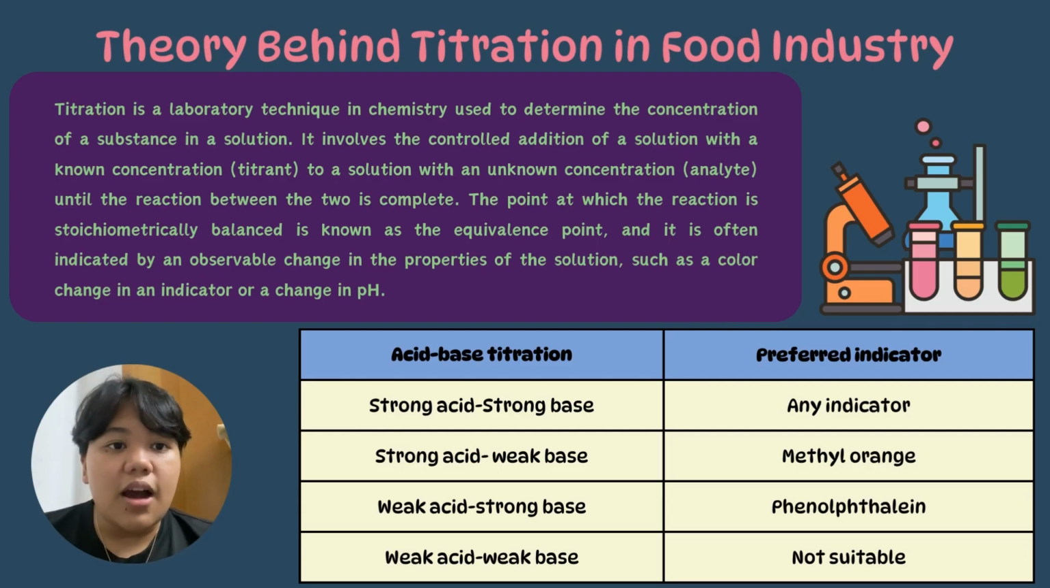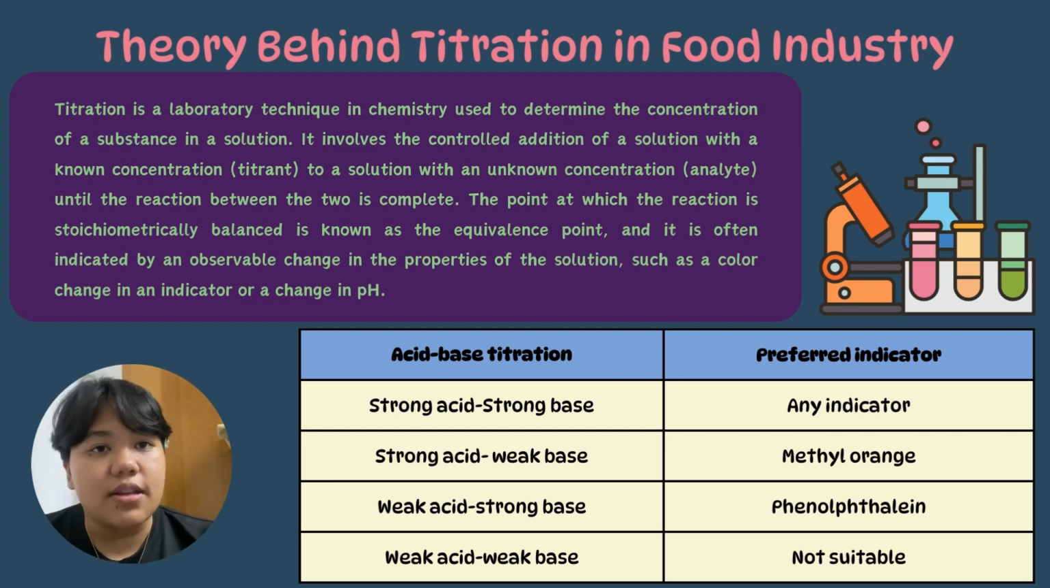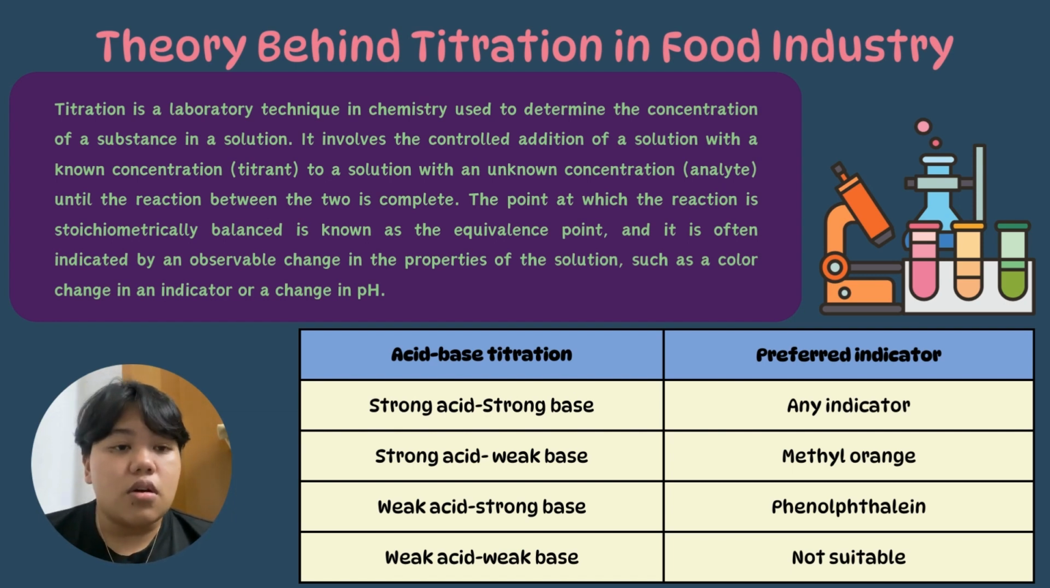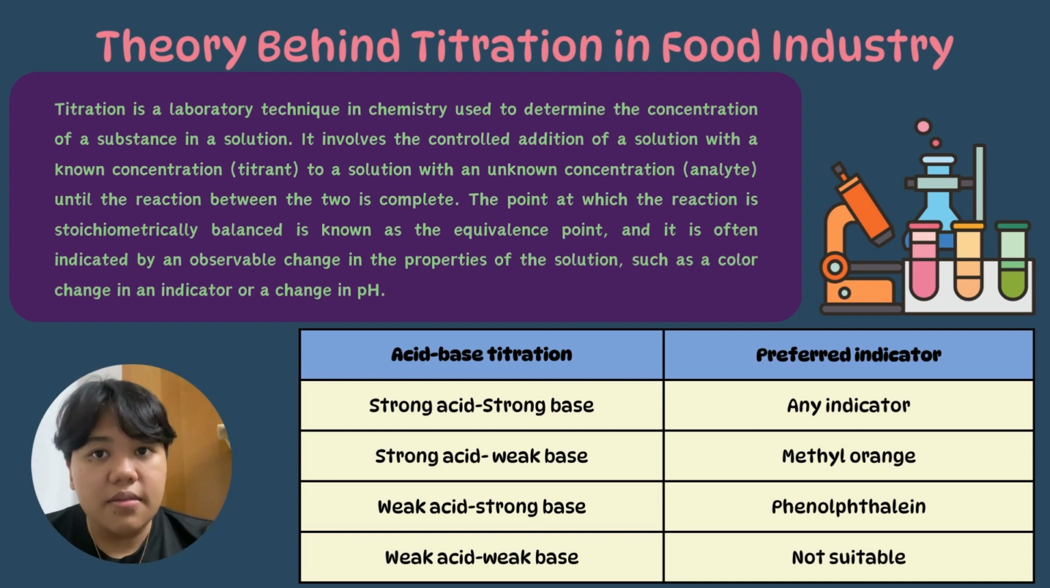So moving on, I'm Alexandra and I'm going to explain the theory behind titration in the food industry. Titration is a laboratory technique in chemistry used to determine the concentration of a substance in a solution. It involves the controlled addition of a solution with known concentration, which is the titrant, to a solution with unknown concentration, which is the analyte, until the reaction between the two is complete.